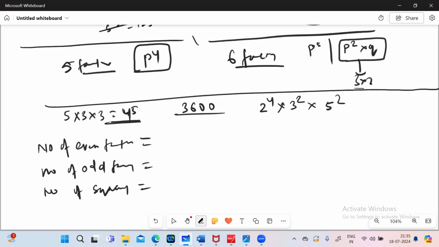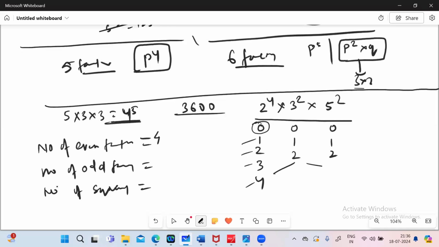What I know till now is any factor of 3600 can be made through 2, 3, and 5 only. And the allowed powers are these for 2, these for 3, and these for 5. To get an even factor, I must have 2 in it. So if I neglect the 0, and it is mandatory to use any power of 2, then the total number of combinations of factors we can have is 4 into 3 into 3. So these are the total number of even factors.